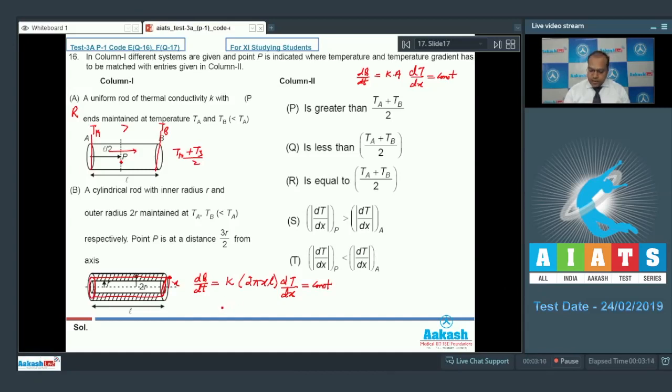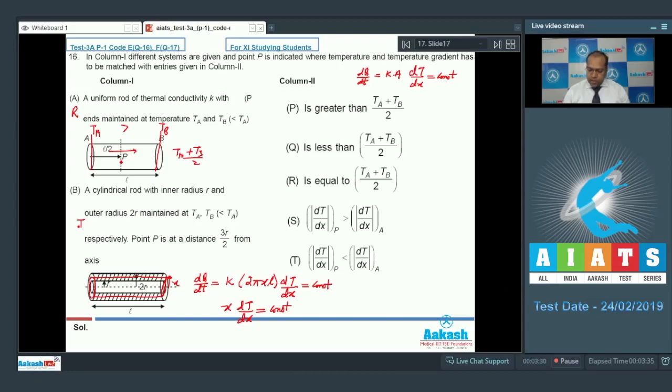So I can see here x into dT by dx is constant. So as x increases from R to 2R, dT by dx decreases. So out of S and T, the correct matching will be T. And now I have to find out what is the temperature at point P.